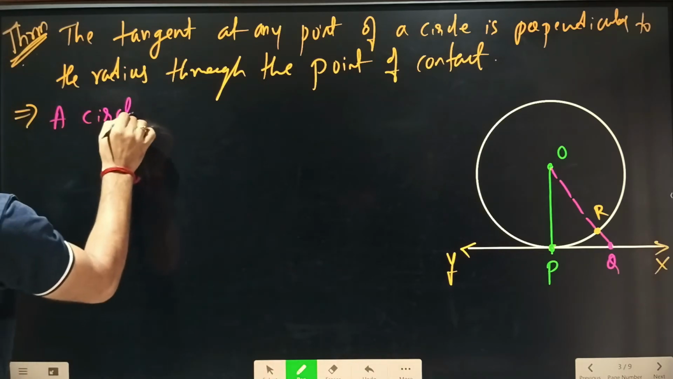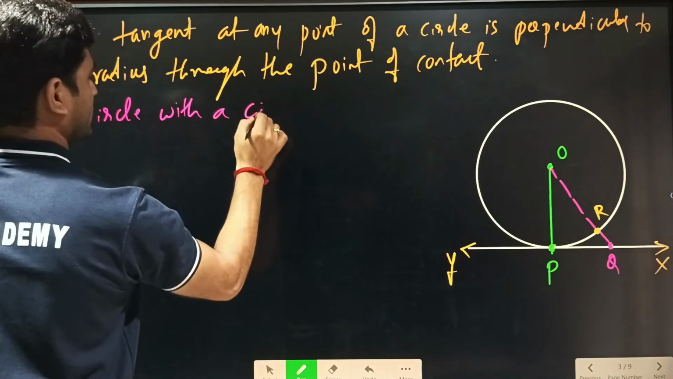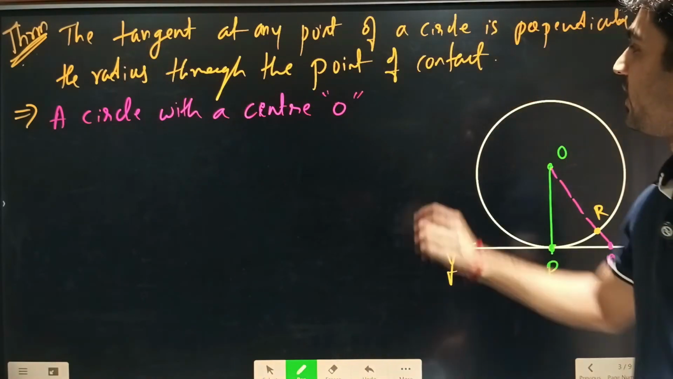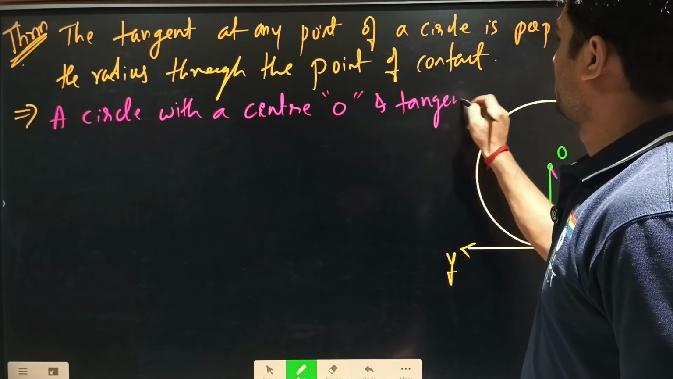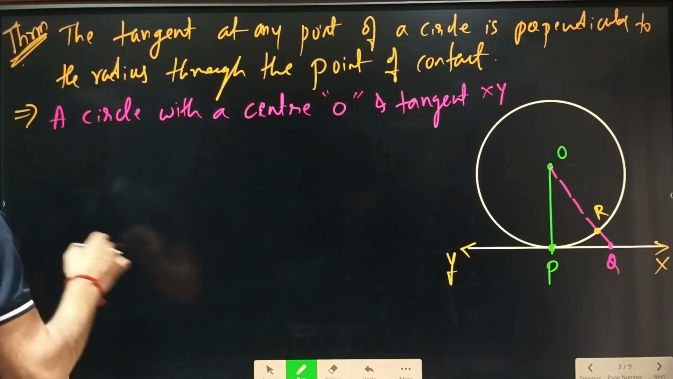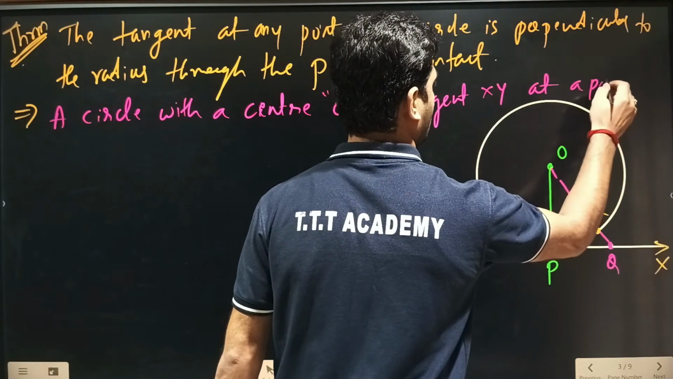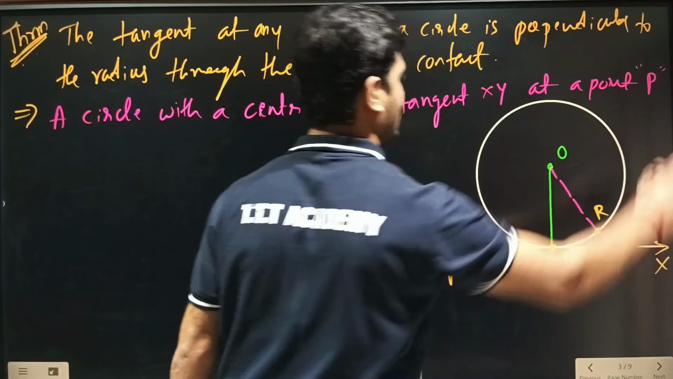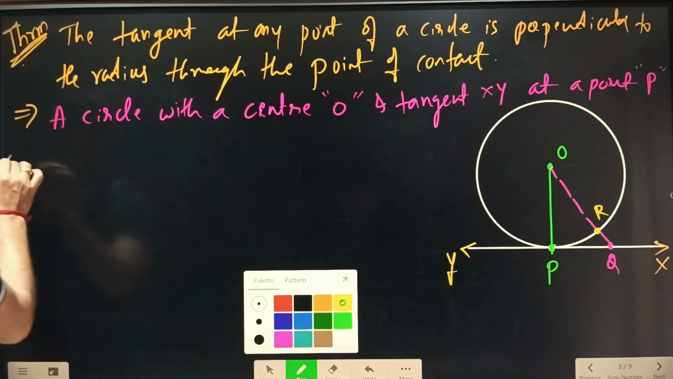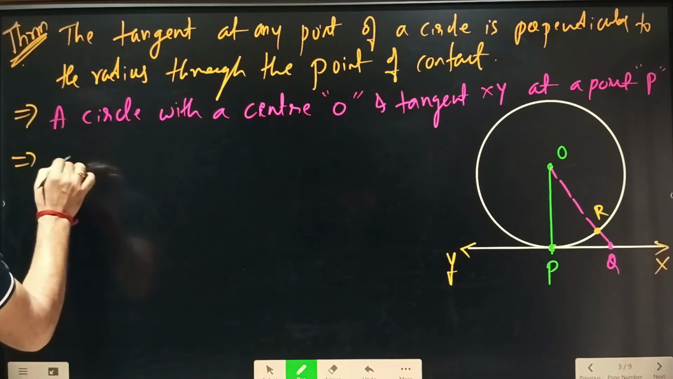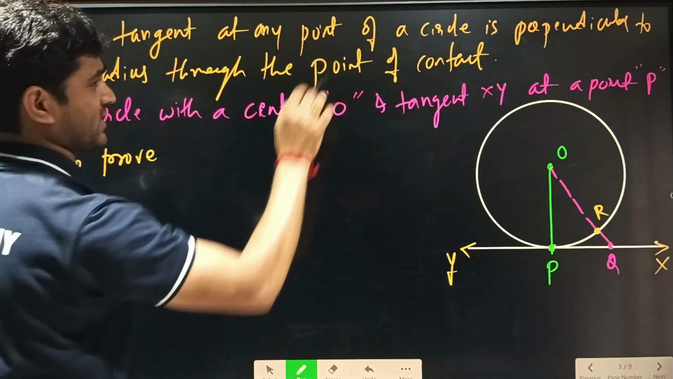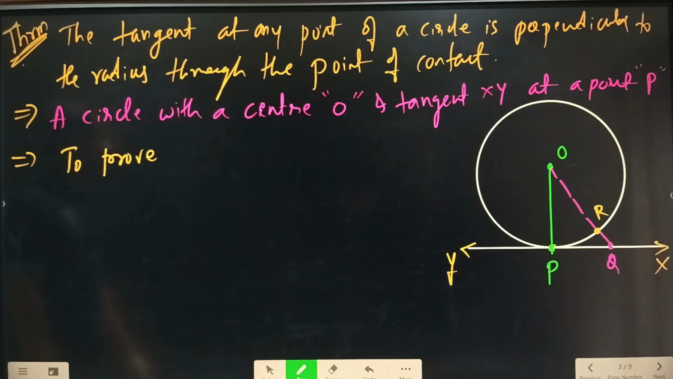A circle with a center O and tangent, what is the tangent here? XY, where XY is a tangent at a point P, where P is the point of contact with respect to the tangent XY. Next we need to prove that, what do you want to prove? The tangent at any point of a circle is perpendicular to the radius through the point of contact.